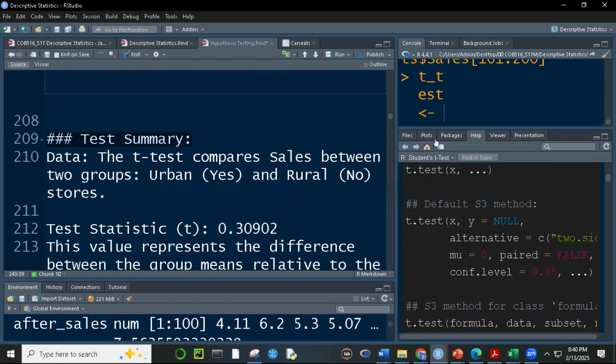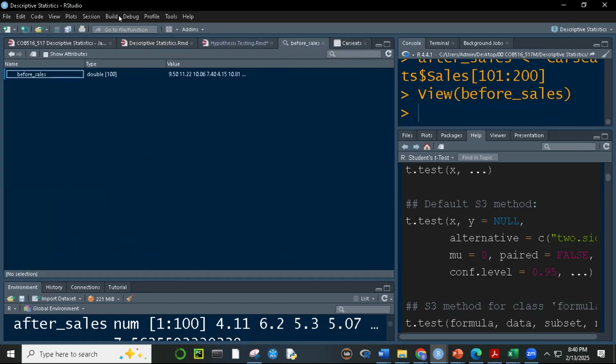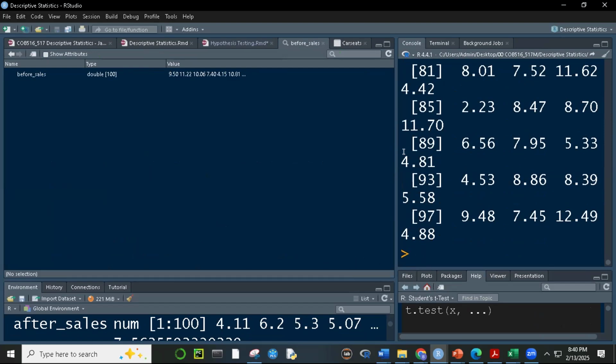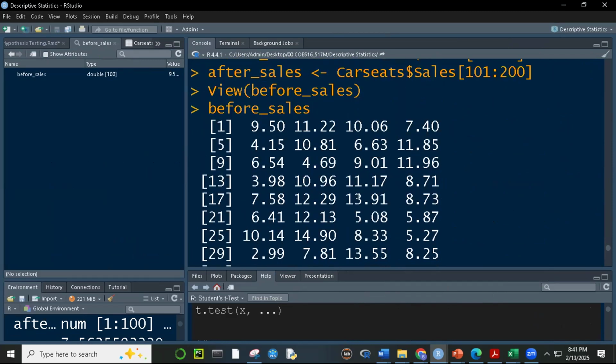So if we view that, view before sales, so it's a vector. It contains 100 observations. Let's just print before_sales. So this is your data, 100 observations. So this is our data.